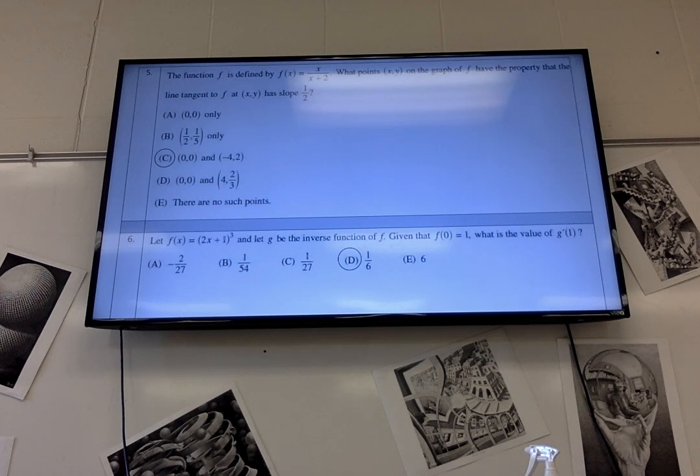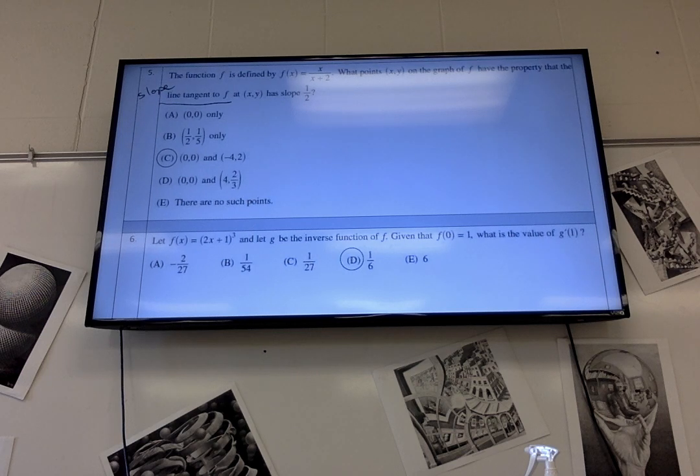Here we go. So the function is f of x. What points x, y on the graph have the property that the line tangent to f, so that's slope, has a slope of 1/2? So tangent, so that's the derivative.